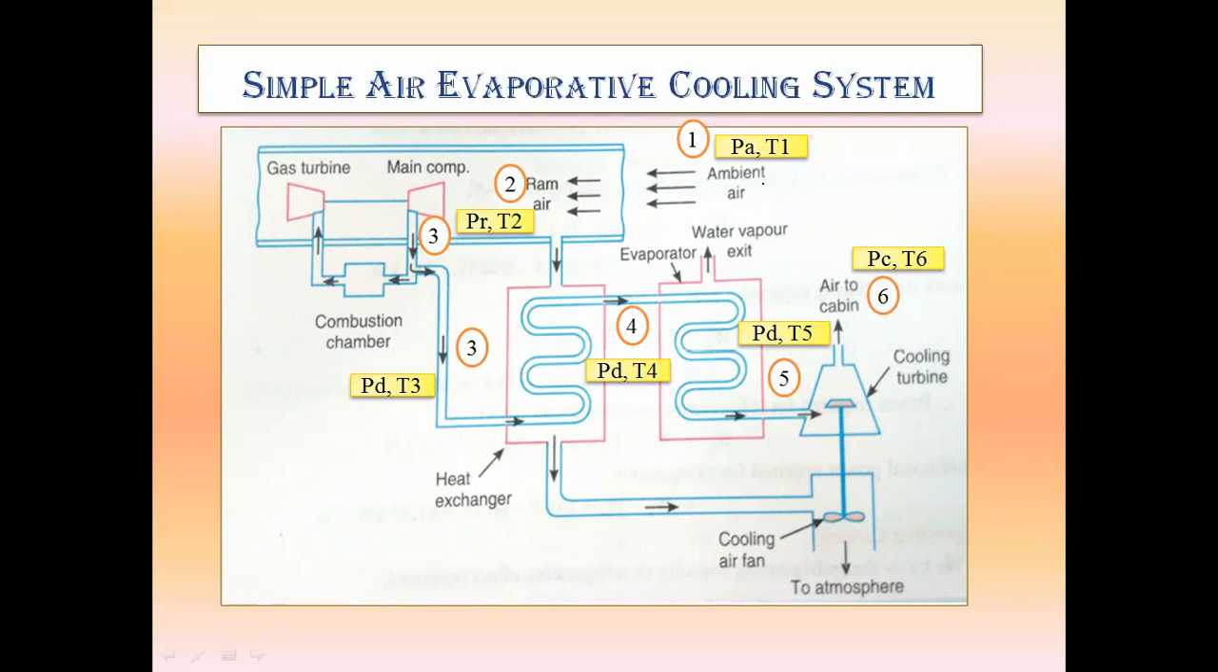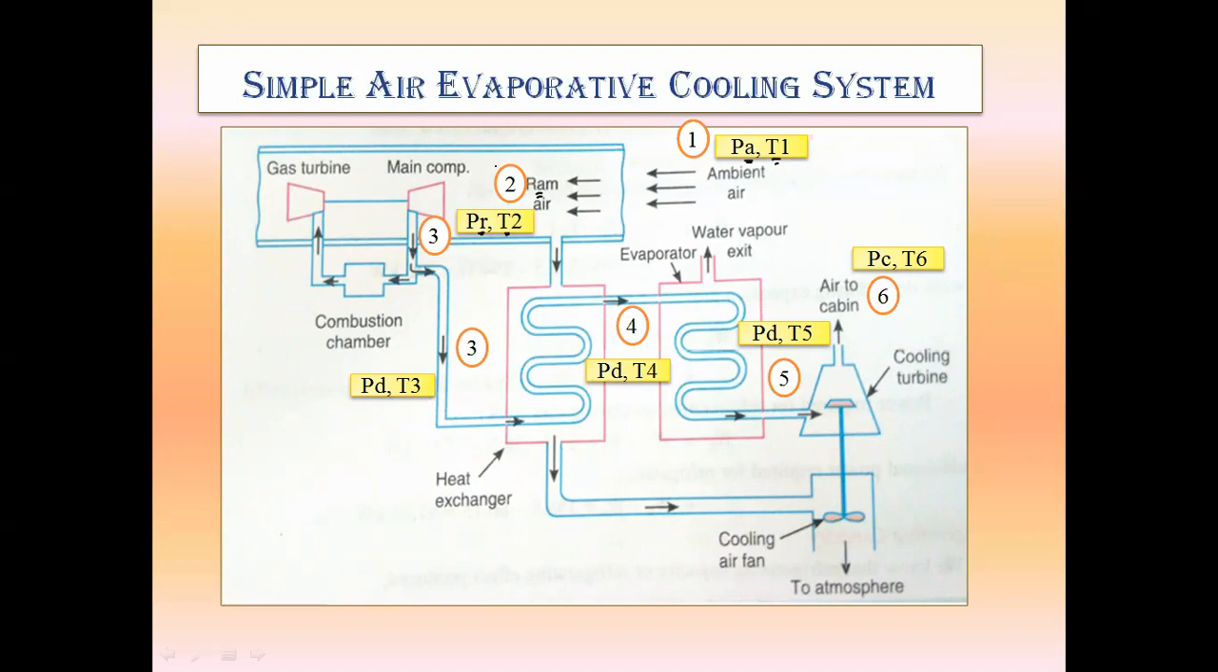So what will happen? First of all, ambient air, which is having the pressure as the ambient pressure, temperature as T1, will come inside of the aeroplane because of the ramming effect. So 1 to 2 process will be the ramming process. So point 2 will have the pressure as the ram pressure and temperature as T2.